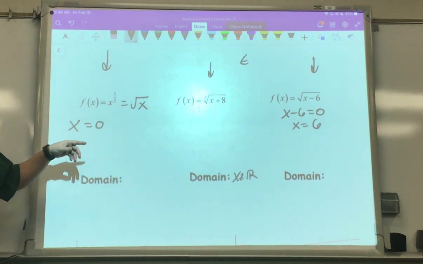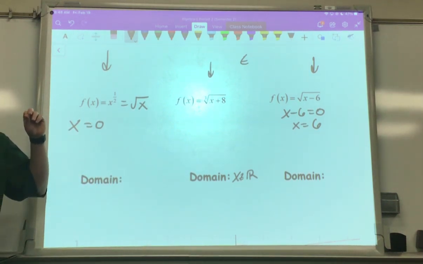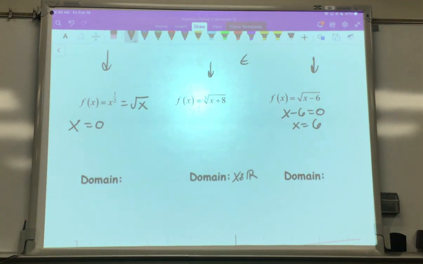What's the square root of negative 1? Can you do that over the real numbers? Okay, so those are the values we have to exclude. That's what we're trying to figure out, those values that are going to cause that.